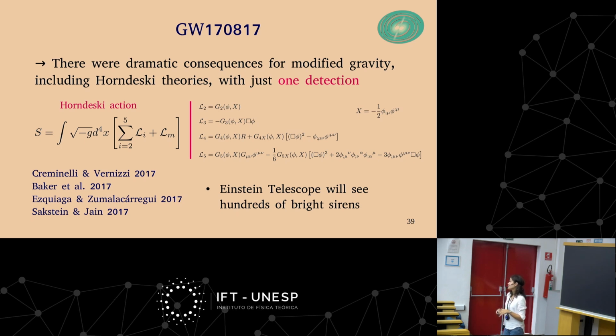So phi is this scalar field that is responsible for dark energy, if you want. It's this extra degree of freedom that should make the universe expand at late times, expand in an accelerated way. Yes, something else, yeah. It's another field.